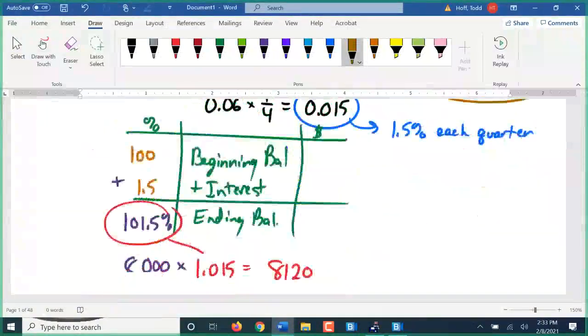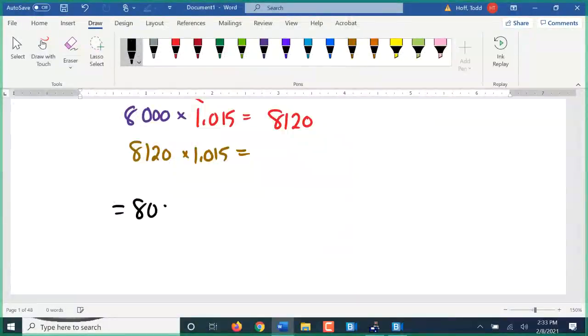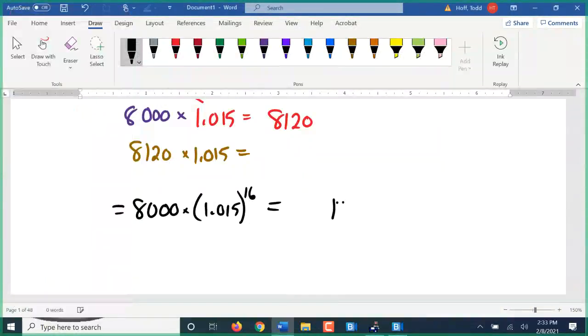How many times do I have to multiply by this? 16 times. Well, in math, we have a shortcut. I'm going to multiply by the same number over and over. We can use an exponent, a power. So we just do 8,000 times 1.015 to the power of 16. I get $10,151.88.